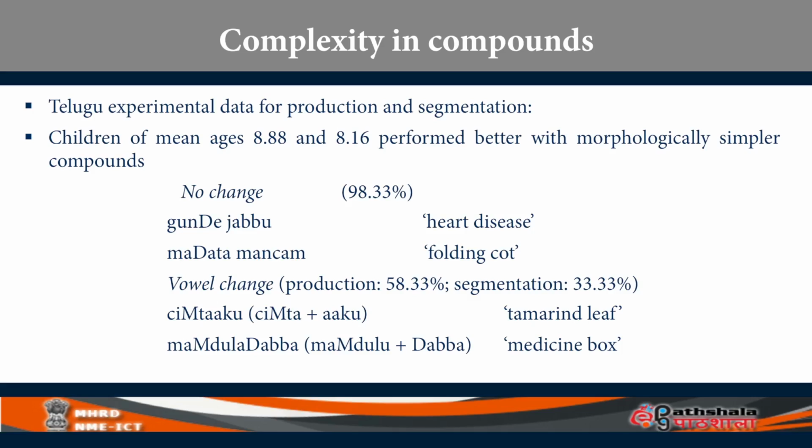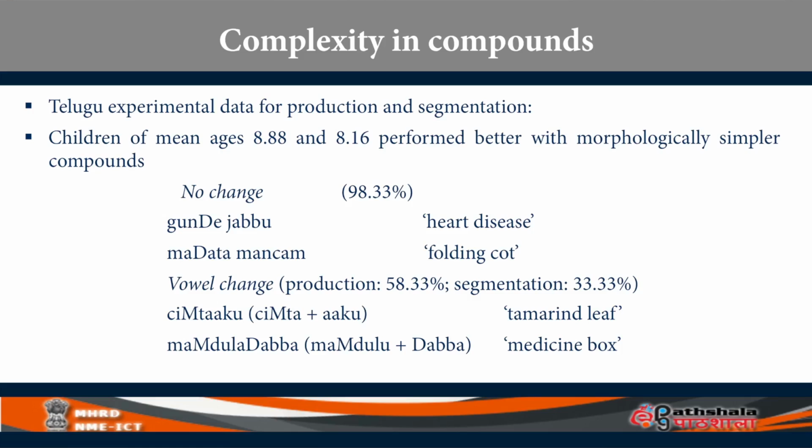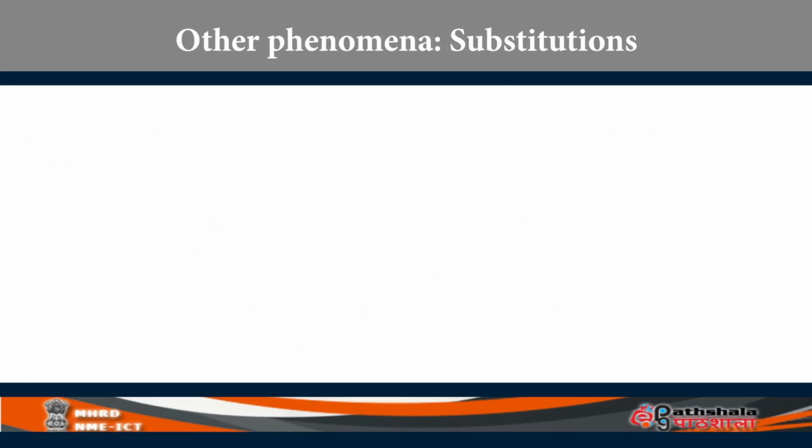But when there is some change in the construction of the word, then we find that their performance levels drop dramatically. So when there is vowel change, as in the word Chintaku, where a vowel is dropped, or Mandula Dabba, where a vowel is changed, their production level drops to 58.33% and segmentation drops to 33.33%. On the other hand, when there was no change, their performance level was very high at 98.33%.